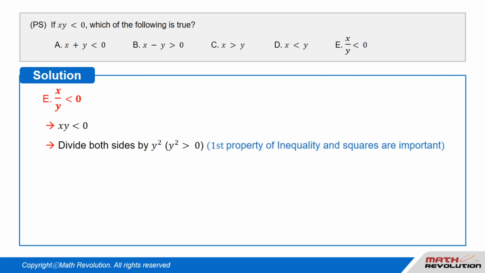E. x over y is less than 0. We know x times y is less than 0 and that we can divide both sides of the inequality by y squared without affecting the inequality sign, as y squared is positive by the first property of inequality, which is the positive rule in inequality, and the fact that squares are important. Thus, x times y is less than 0 becomes x times y over y squared is less than 0 over y squared, that equals 0, or x over y is less than 0. Thus, this option is true.